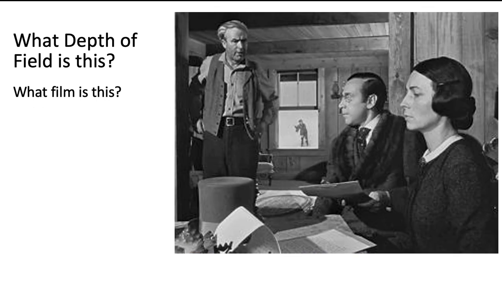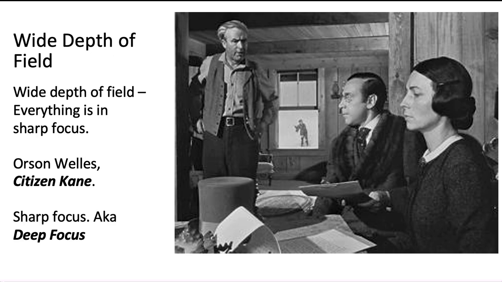So we can look at some famous filmmakers. This is taken from Citizen Kane. This is by the great Orson Welles, and this is very deep focus because you can see everything in the foreground and you can also see everything in the background, the little boy through the window, and that's very deliberate. We want to see the little boy through the window here, so it's very important that he's in focus. This is what Orson Welles called deep focus.